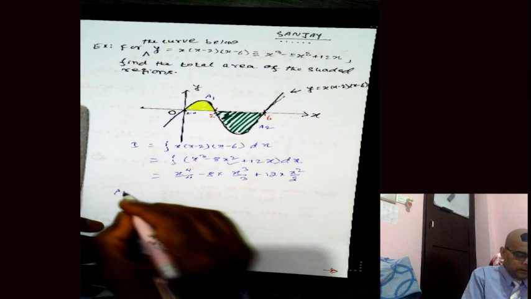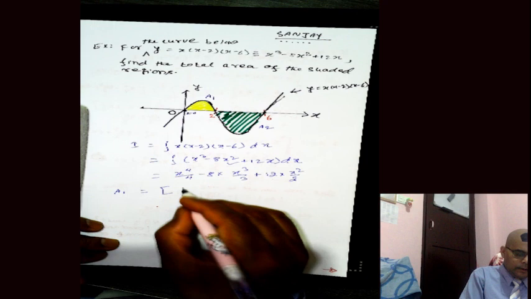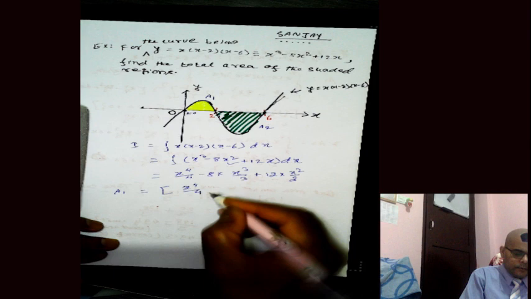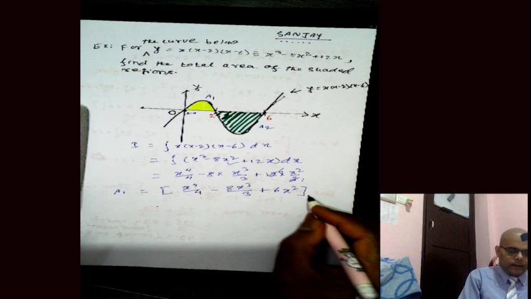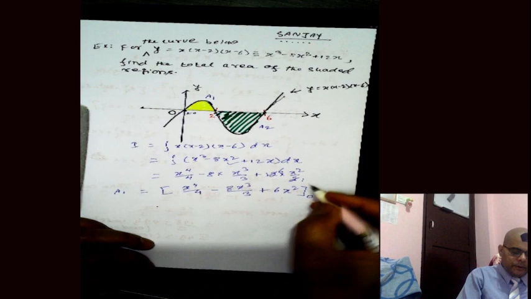So we divide this into two areas. You can say this is A1 and this is A2. If I am writing A1, then A1 has integration between 0 and 2, so you can write here x to the 4 by 4 minus 8x cube by 3 plus 12 over 2, so this is 6x square, and then you write the lower limit as 0 and the upper limit as 2, if we are talking about this shaded region in yellow color.